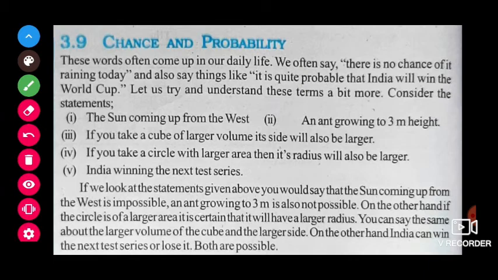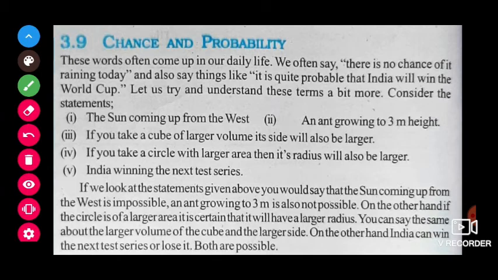First one, the sun coming up from the west. Is there any chance or probability for the sun to come up from the west? The sun always rises from the east. It will not come from the west. No, it is a highly impossible thing. It means it's not possible. Next, India winning the next test series. Here, it's not a definitely possible thing, and we cannot say it is impossible either. It may win, it may lose. The chance is both ways.